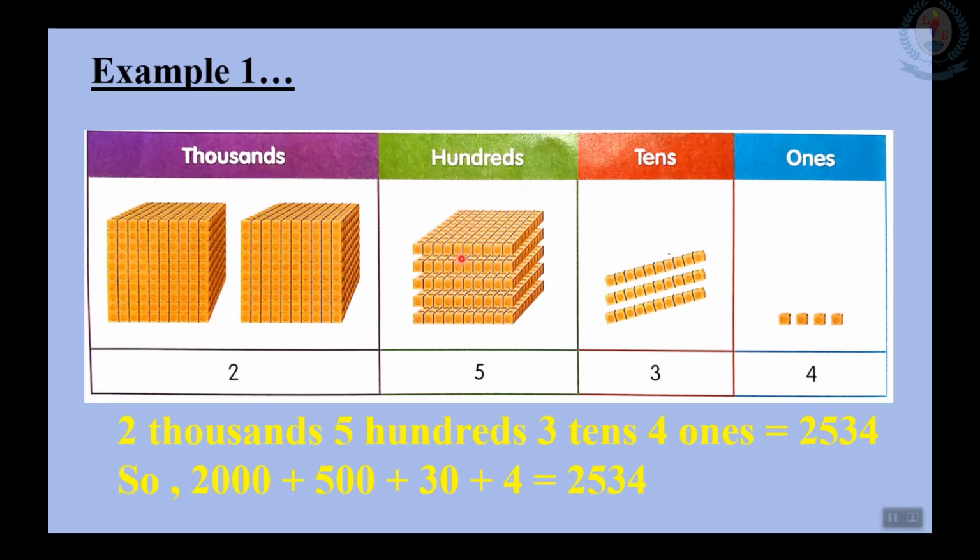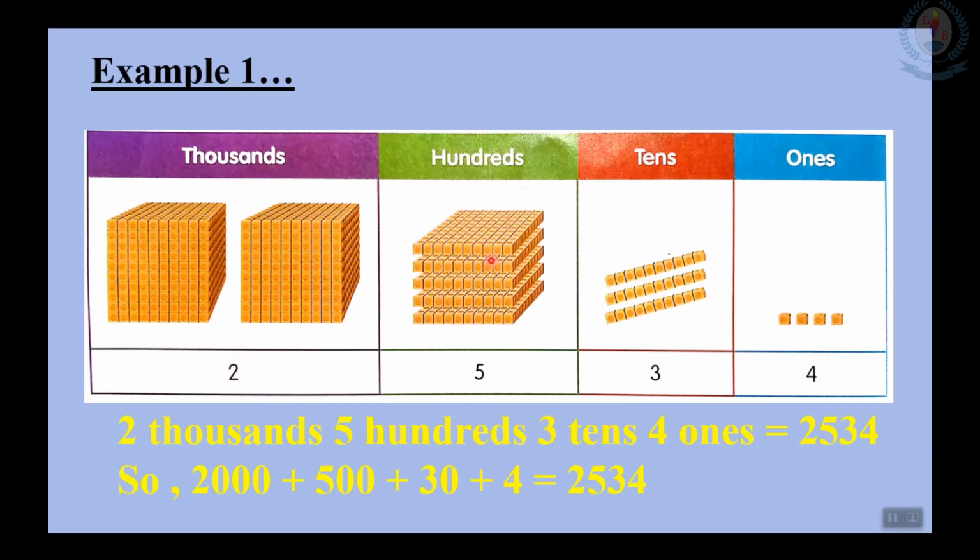Can you see this image? In this image you can see there are 4 columns. They are thousands, hundreds, tens and ones. You have to remember this order: first thousands, then hundreds, then tens, then ones. Then shall we count? How many big cubes are there? That means 2. In the thousands column we have 2.